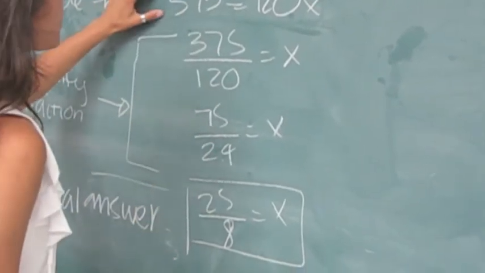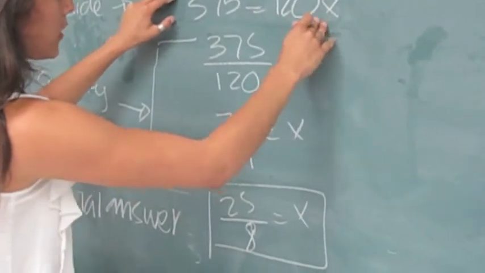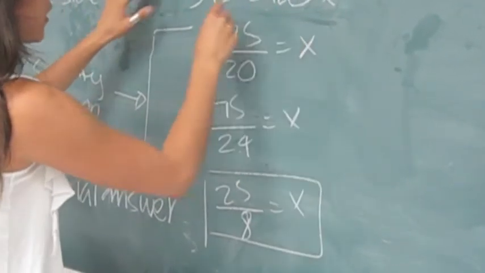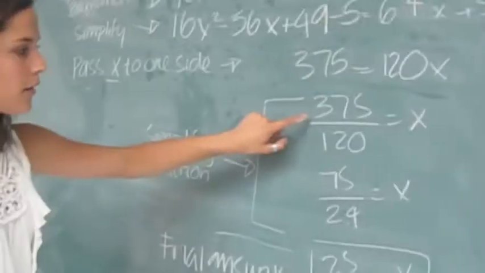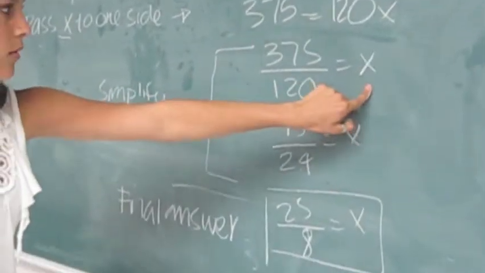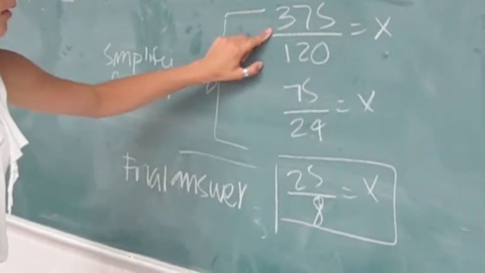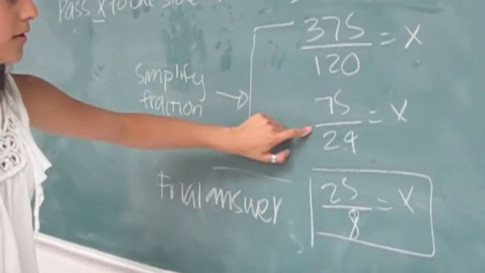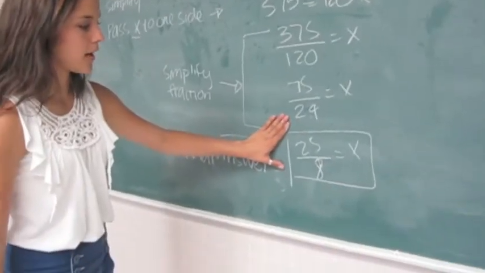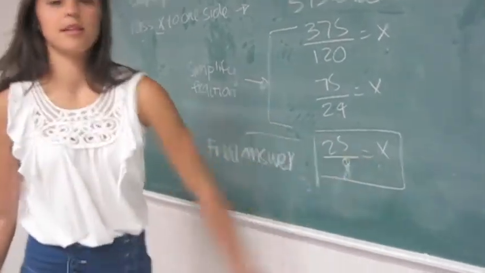And then the next step is to leave the x alone, and we need to pass dividing the 120 in here, and we have 375 divided by 120 leaving the x alone. But we need to simplify this number. And then we need to simplify it, and our final answer is 25 over 8 is the x.